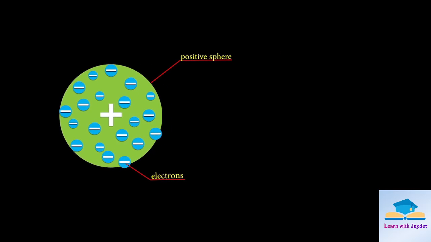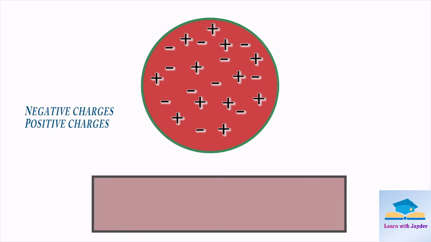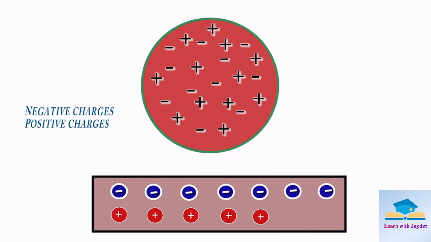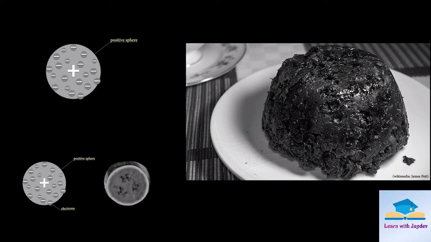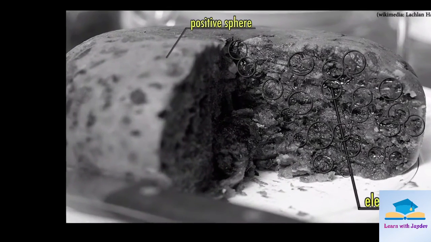We can also think of a watermelon where the positive charge is the red edible part of the watermelon and the seeds are the electrons. Thomson also stated that the atom is electrically neutral as the negative and positive charges are equal in magnitude. Although Thomson's model explained that atoms are electrically neutral, the results of experiments carried out by other scientists could not be explained by this model.